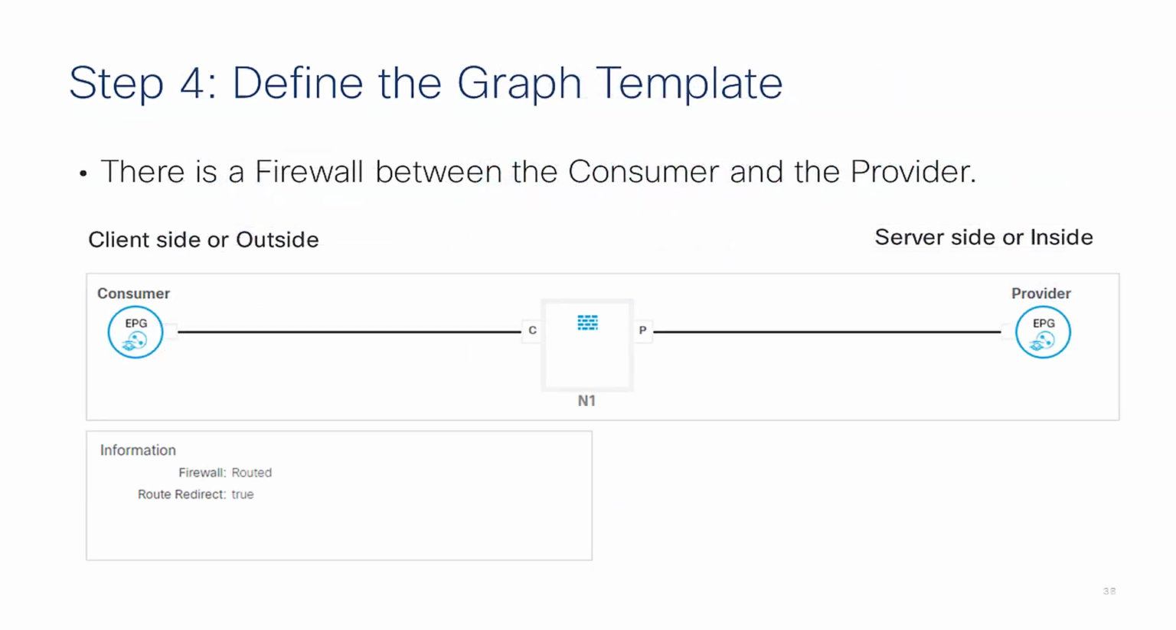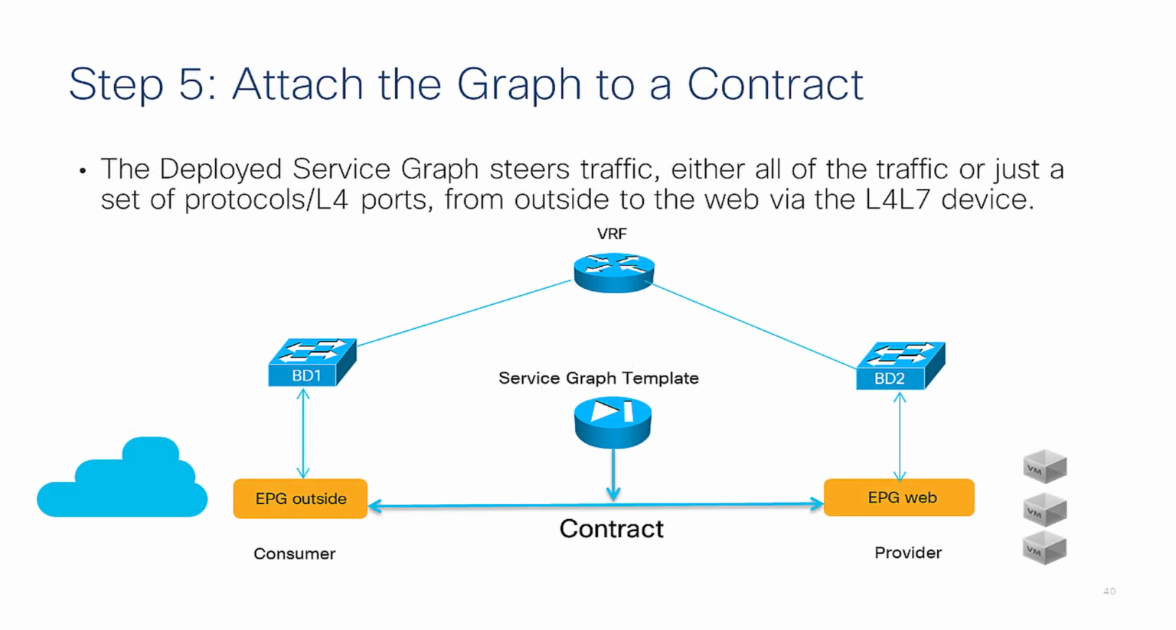Then you need to define the graph template. The graph template says that the previously defined cluster of devices is between a consumer and a provider connector, or consumer and provider EPGs, and that it should be configured by a redirect. But one of the key steps that needs to be performed is the association of the graph template with a contract subject. And so the contract could be predefined, or you could define a new one.